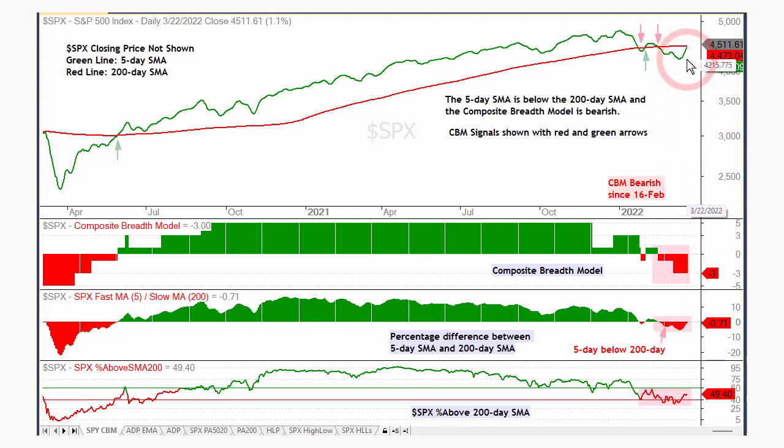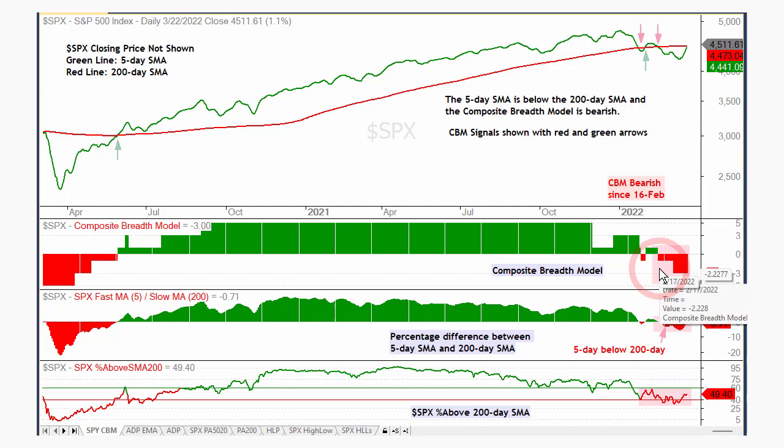This will be updated after the close on Wednesday. But I don't think we're going to get a cross. Maybe we do, maybe we don't. I use this composite breadth model here, and you can see that it's at -3. That means 4 of the inputs are bearish and 1 of the inputs is bullish. And it's been bearish since the middle of February, February 16th.